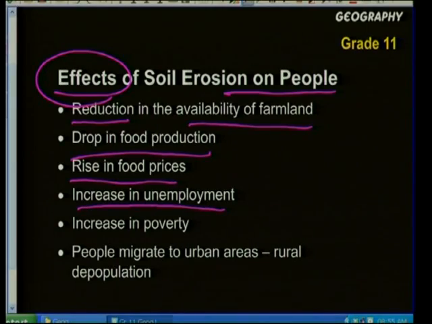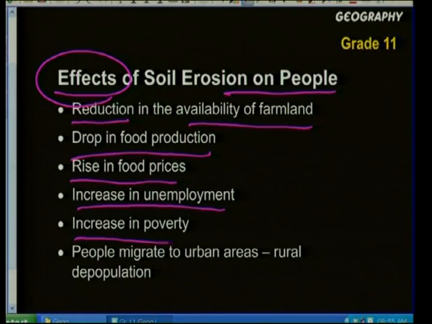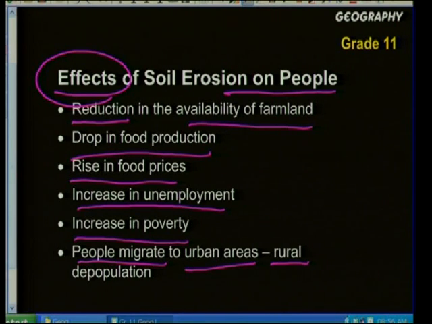The increase in unemployment, especially due to these factors. You will see how one leads to the other. With the increases in food prices, people are now unemployed and labor costs increase. Increase in poverty. As the prices of food increase and unemployment increases, you have a situation where poverty starts increasing, especially in marginal areas of our country. People migrate to urban areas, and this results in rural depopulation. So those are the aspects of the effects on people.